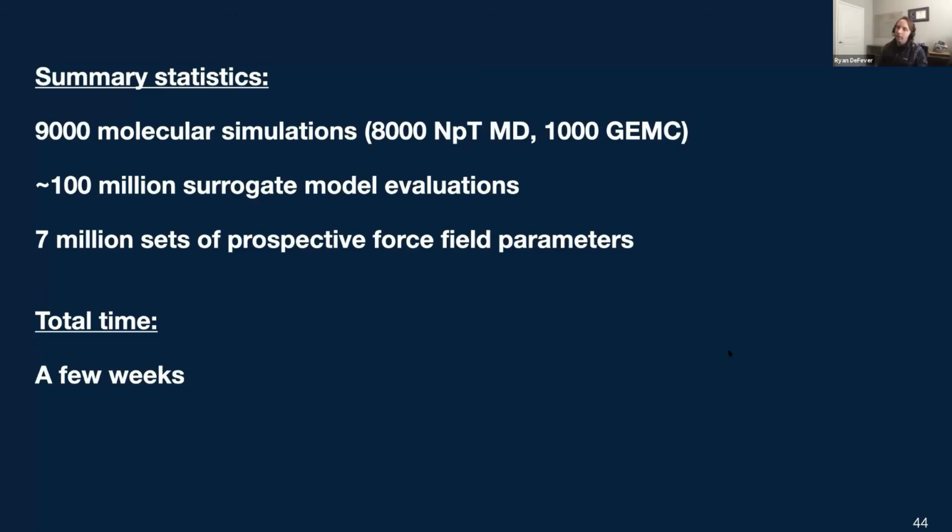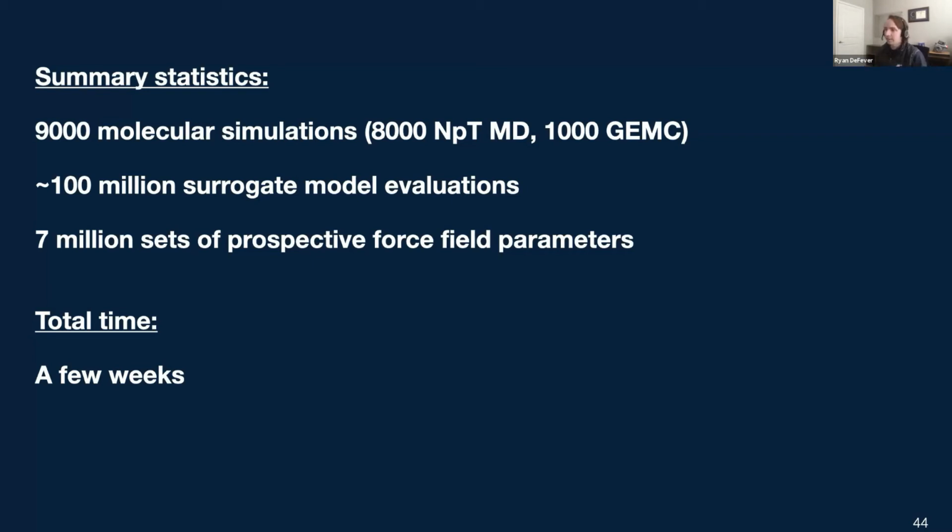So what did we do? In summary, we ran 9,000 molecular simulations to do this, 8,000 NPT molecular dynamics simulations, and 1,000 Gibbs ensemble Monte Carlo simulations. But we ran 100 million surrogate model evaluations. So that's 100 million simulations that we did not run because we used the surrogate model instead. We evaluated a total of 7 million parameter sets, and in total, this took a few weeks to do.